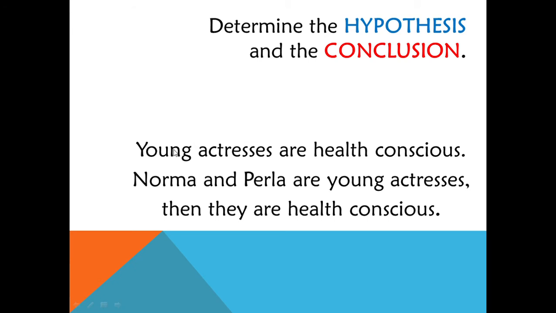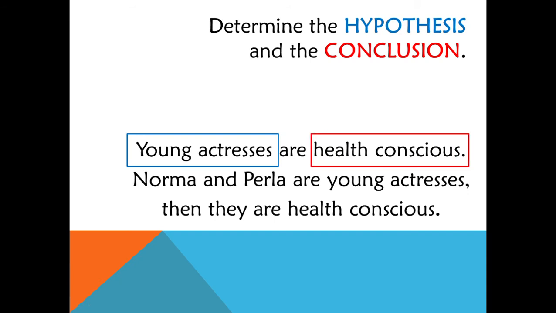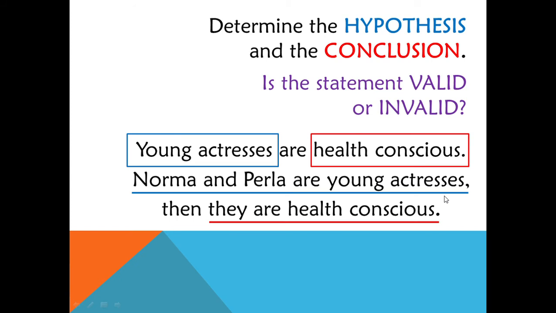So, after identifying the hypothesis and the conclusion in the first sentence, let us take a look at the next sentence. Norma and Perla are young actresses. Then they are health conscious. Identify kung ano po ang unang binanggit between young actresses and health conscious. So, dito sa second sentence natin, ang unang binanggit ay si young actresses, followed by health conscious. So, with this, we can now identify if the statement is valid or invalid.